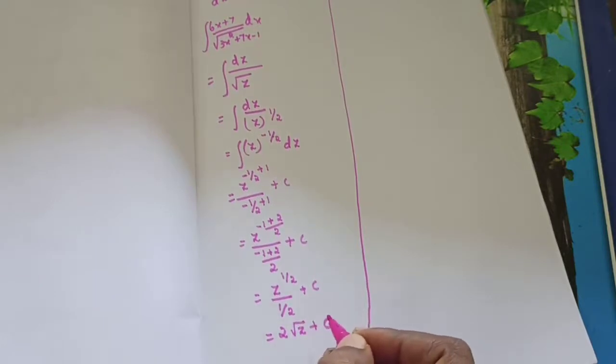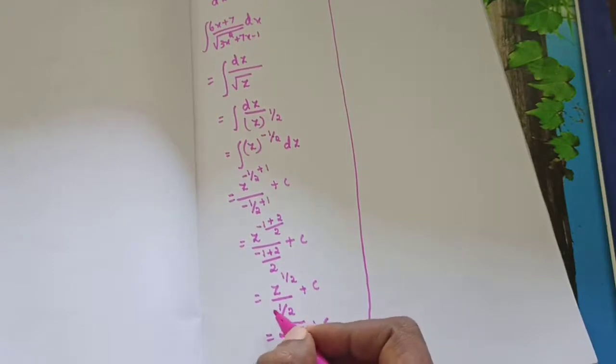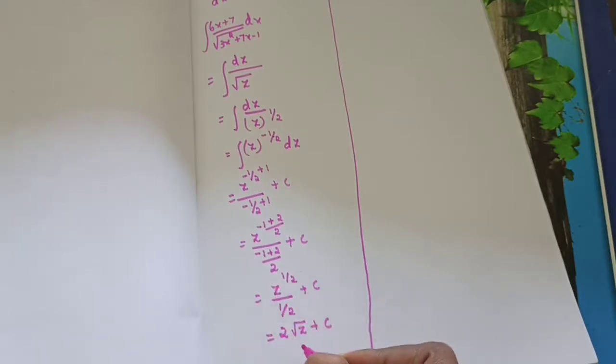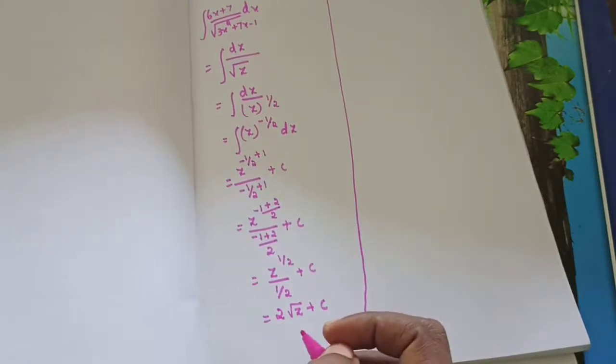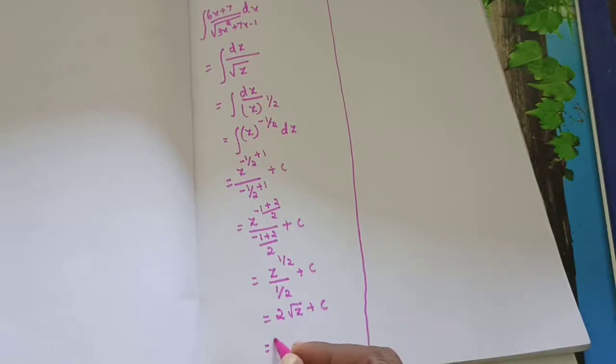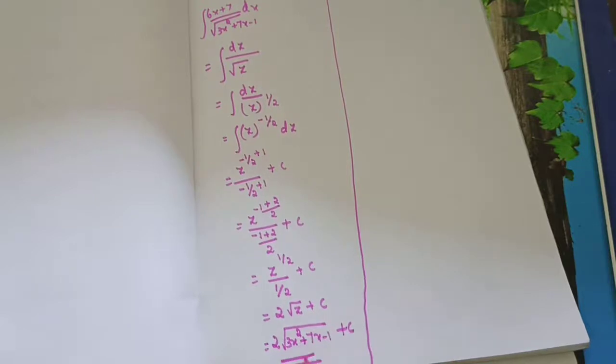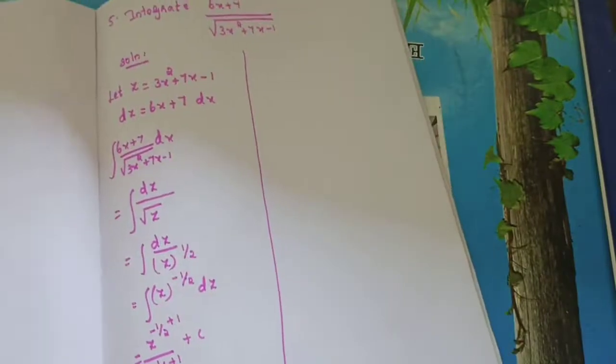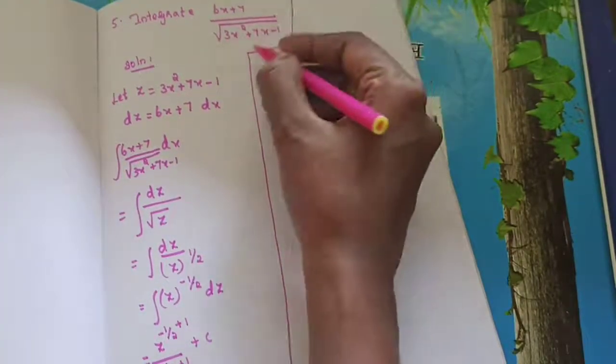Have you got it? How did I get this 2? If we bring this 1 by 2 to the numerator, it changes as a reciprocal: 1 by 2 will change as 2 by 1. z power 1 by 2 is the same as the square root of z. So square root of z plus c. That's equal to 2 into the square root of, what's the z value, 3x square plus 7x minus 1, plus c. Okay, this is the answer. Got it? All of you understand? That's all. Let's move to the next problem, the 6th question.